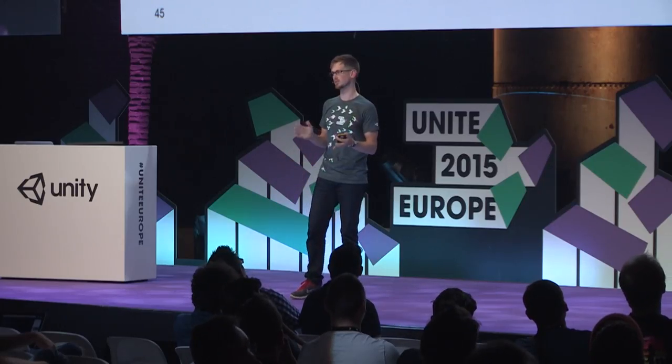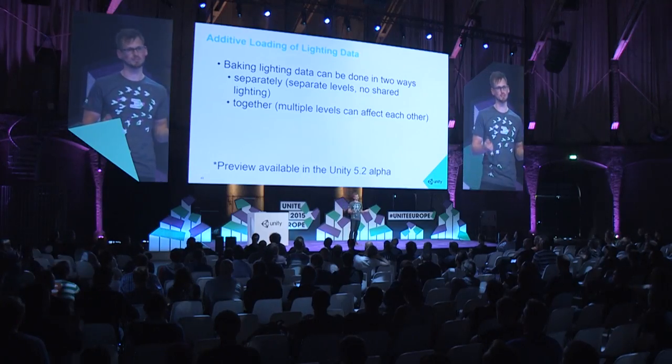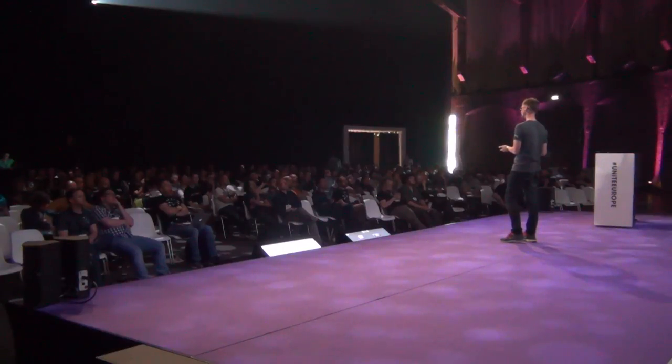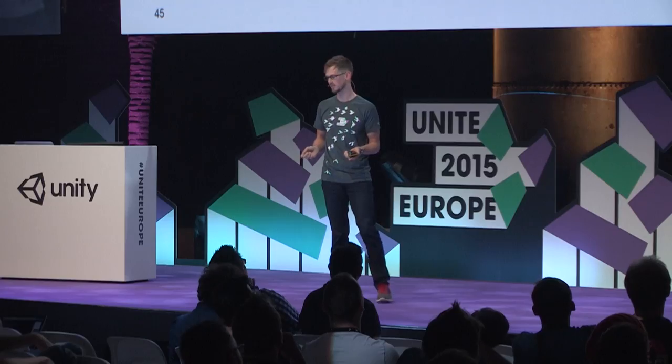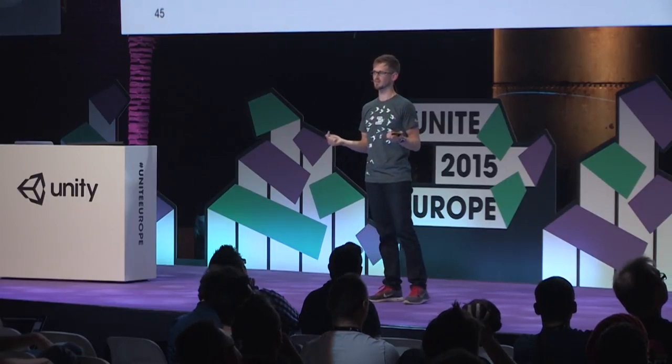So for 5.2 alpha, we have a new nice feature where we can additively load baked lighting data, which means that you can piece together levels if you want to do procedural levels that have Enlighten data in them. And you can do it in two ways. You can bake everything together, or you can bake it in separate chunks. Either way, you load it up by calling load level additive, and we will merge the Enlighten data at runtime. But there are some limitations.